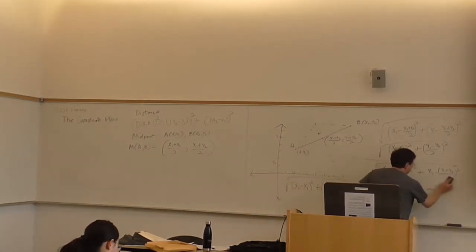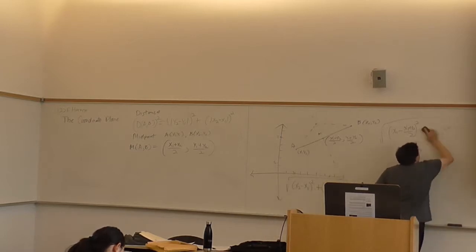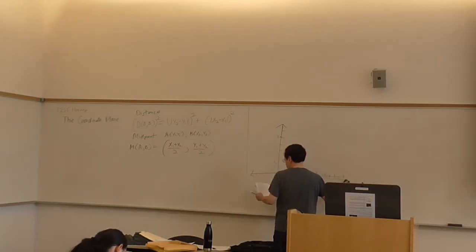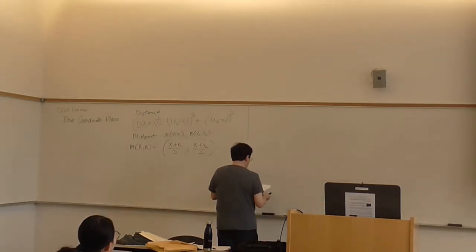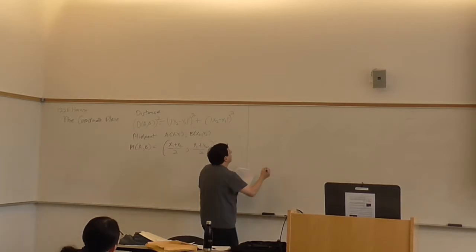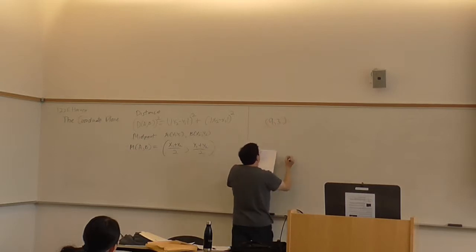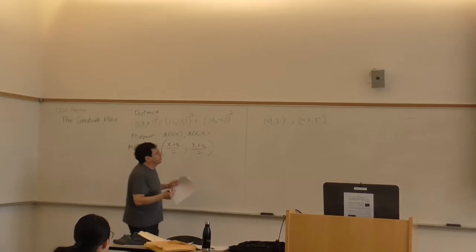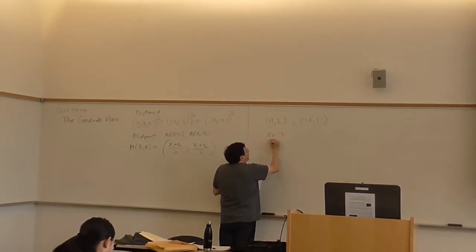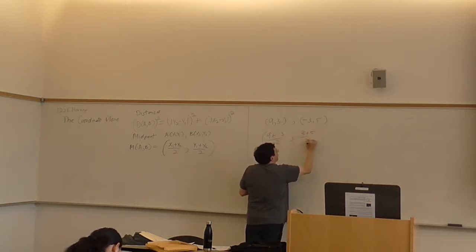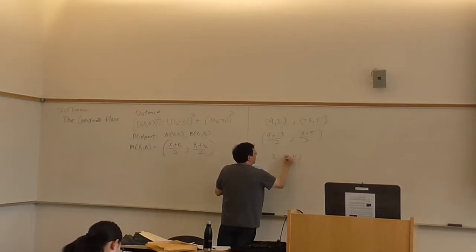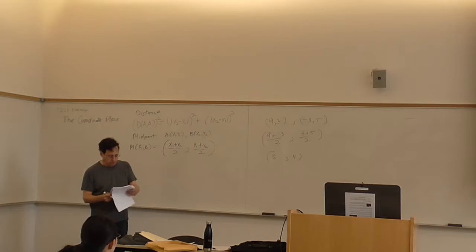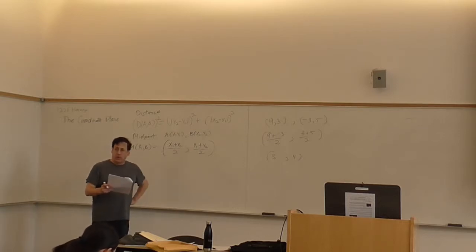Well, let's do an example. So let's start with a simple example. What's the midpoint between (9, 3) and (negative 3, 5)? Well, we just plug this into our formula. 9 plus negative 3 over 2, and 3 plus 5 over 2. So this is 3, and this is 4, and that's my midpoint. Couldn't be too much easier, could it?